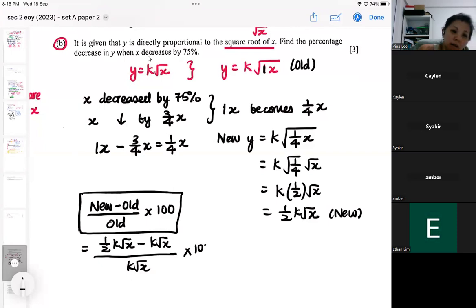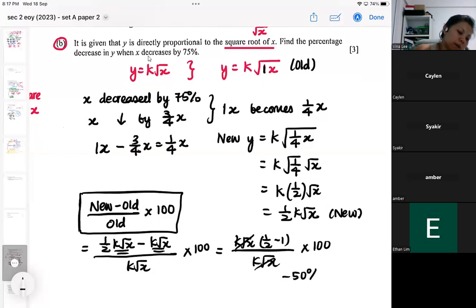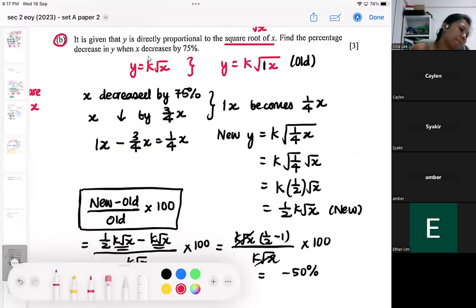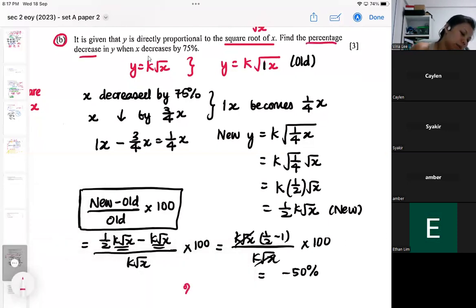And you factorize out this. You will see this is the common factor. Then you can cancel. Then you actually get minus 50%. But when the question is asking for percentage decrease, the percentage decrease is 50. So the negative is here.